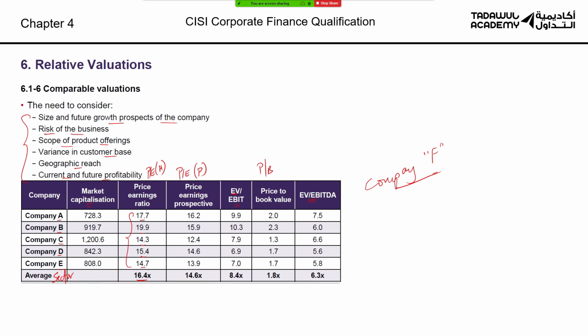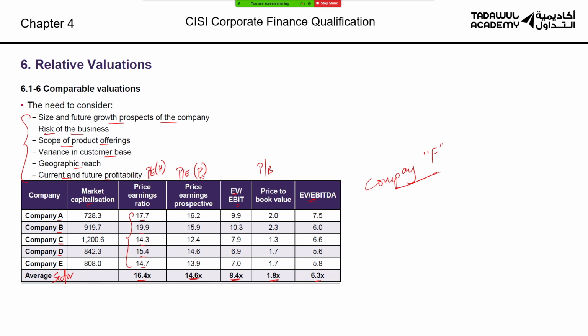This is for the historical; for the prospective, these are for the companies, and this is the average for the sector. This is the EV over EBIT, the enterprise value over the EBIT. For the sector, this is the PB for the sector, and this is the EV over EBITDA for the sector.